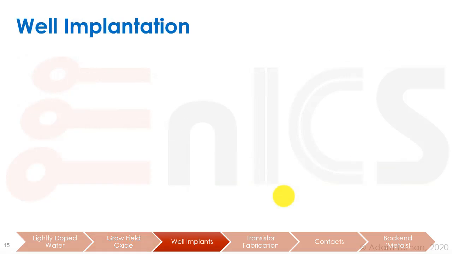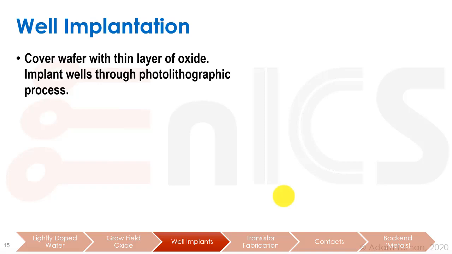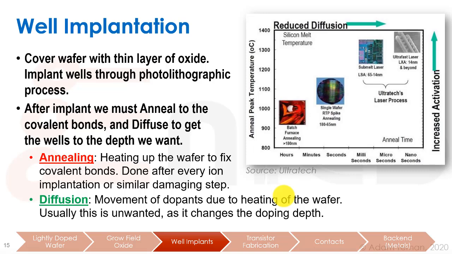Okay, that leads us to the next part, which is well implantation. So how are we going to make our wells? We're going to cover our wafer with a thin layer of oxide, and then implant the wells through the photolithographic process. Pretty straightforward after what we've done before. But one thing that happens is that after we bombard our wafer with ions that are going to get stuck inside for the doping, right? It's going to break our beautiful crystal that we started with after building our ingot, right? So we had this great crystal, and then we're going to do these implants. We're going to shoot atoms at the silicon, and they're going to go inside, and they're going to break up our nice crystal.